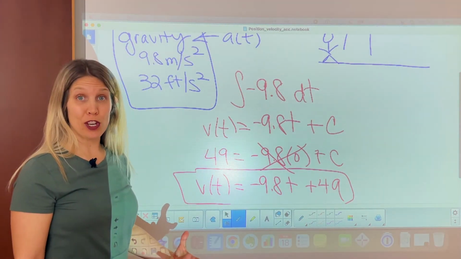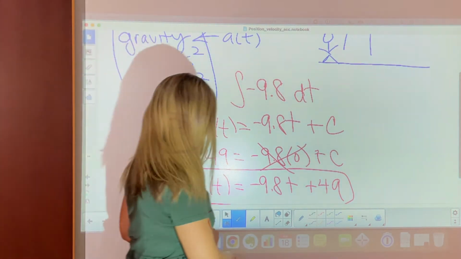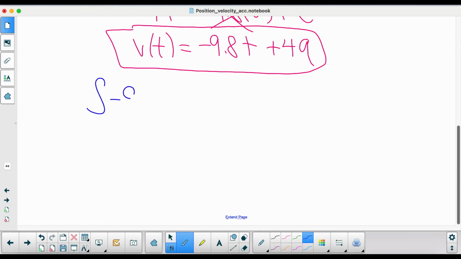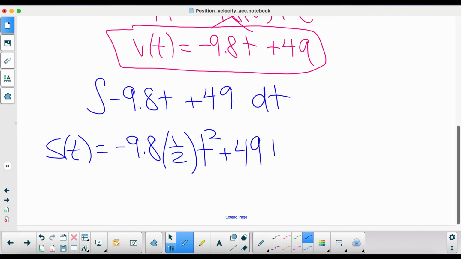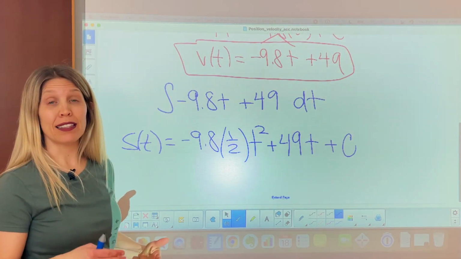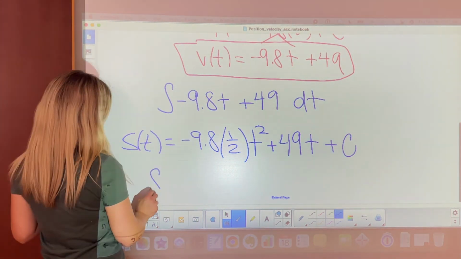But now we need position. So what do we have to do? Well, if you have velocity, you need to integrate to get position. So to get position, we're going to integrate negative 9.8 t plus 49 dt. So our position equation is going to equal negative 9.8, 1 over 2 t squared, plus 49 t plus c. Now we can plug in the fact that when t was 0, our position was 8. So I'm going to go through and do that. So our position was 8 when t was 0.